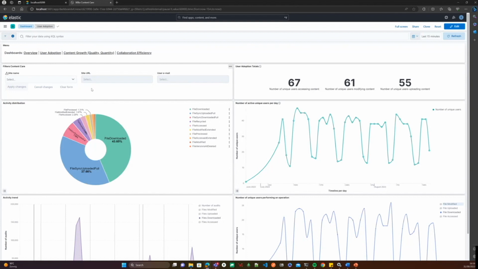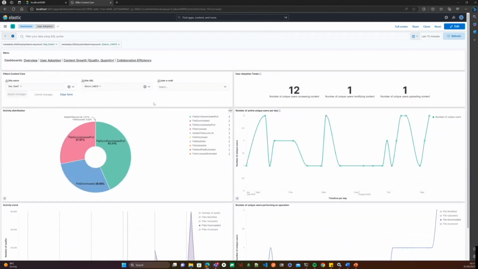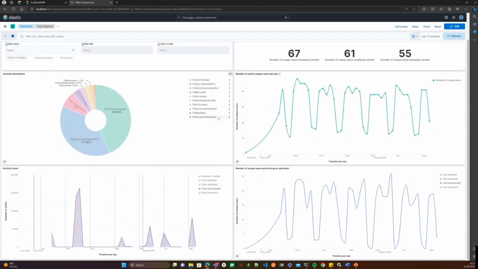We can also drill down these visualizations to a site level. For the purposes of privacy, we anonymized the site names and the usernames. So if we pick a random site and apply the changes, we can see the user adoption metrics for this particular site, which means that you can tailor your user adoption strategies at a site level. And if need be, you could even tailor it down to an individual level. So that's just some of the insight into the granularity and how far down we can go.